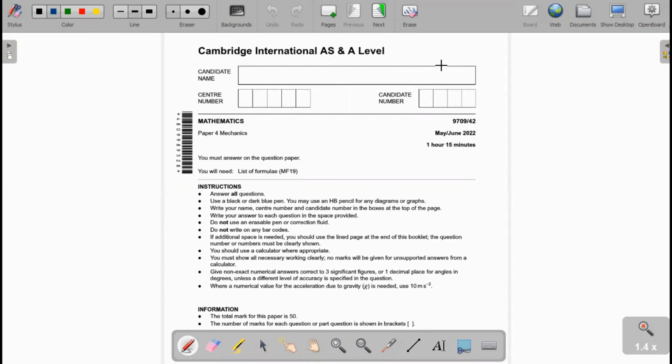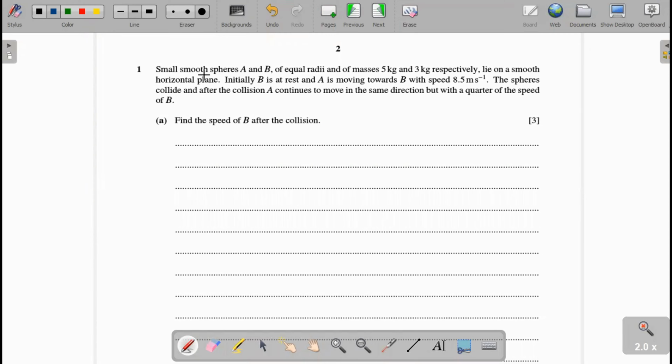Now let's start the paper. In question 1, small smooth spheres A and B of equal radii, of mass 5 kg and 3 kg respectively, lie on a smooth horizontal plane. Initially B is at rest and A is moving towards B with speed 8.5 meter per second. The spheres collide and after the collision, A continues to move in the same direction but with a quarter of the speed of B. Now here two spheres of equal radii are given.